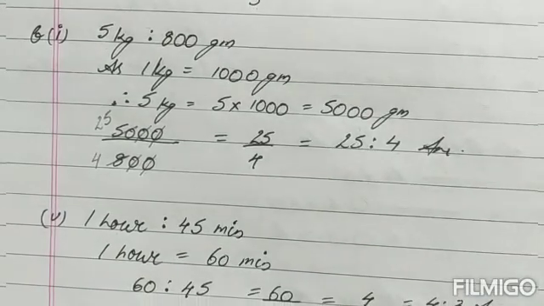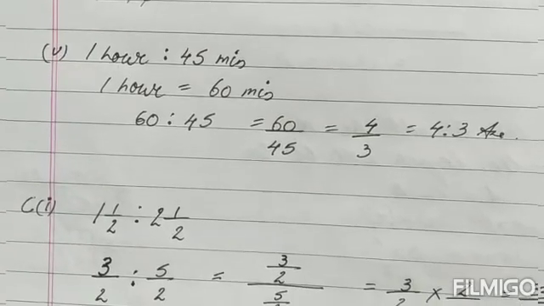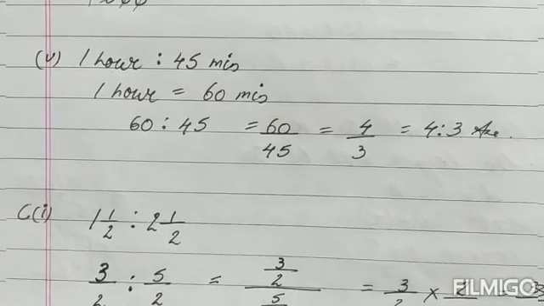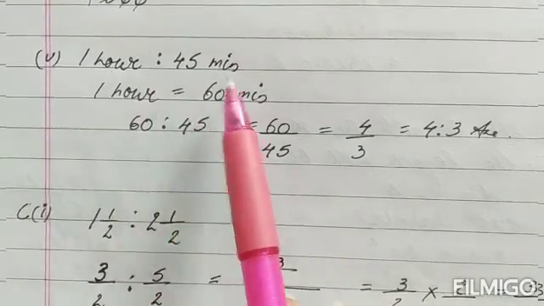Coming to the same question, the fifth subpart of the same question, children. 1 hour and 45 minutes. You have to write it in the simplest form. 1 hour and 45 minutes.